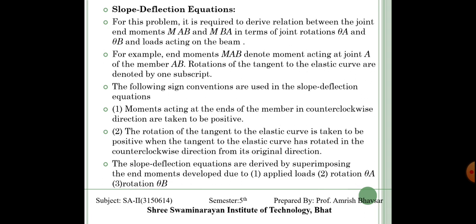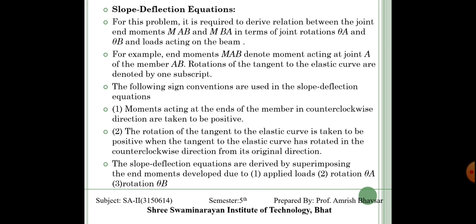We know, suppose we have one fixed beam, and for that fixed beam we have two end moments, at the left hand support and at the right hand support. Here we have a continuous beam, and we are considering the continuity of support as fixed. So first of all, we must find the fixed end moment from left to right and from right to left, that is, moment at AB and moment at BA, in terms of joint rotation, also theta A and theta B, and the loads acting on the beam.